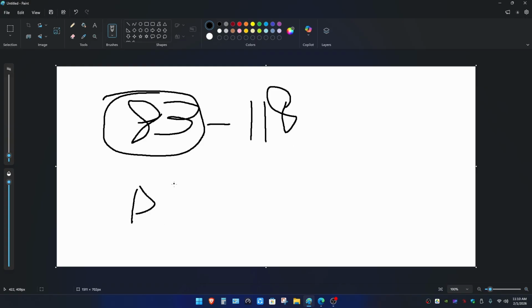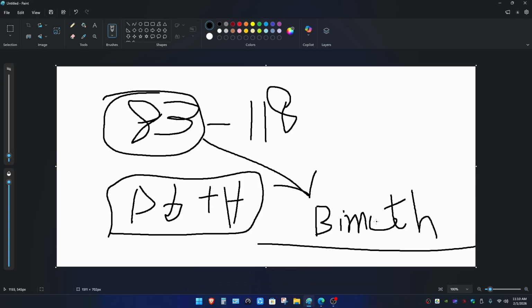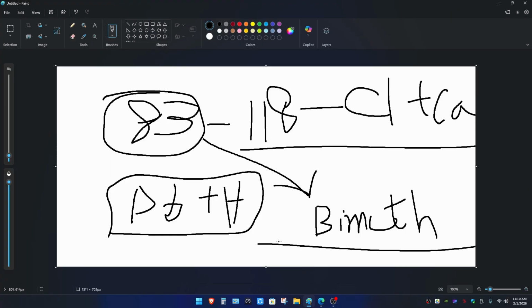So Pb plus H, if this can combine to make bismuth, then automatically we can assume, if this is true, that californium plus calcium is, if it is true, an organism. Then how can we not say that bismuth is basically lead plus hydrogen?